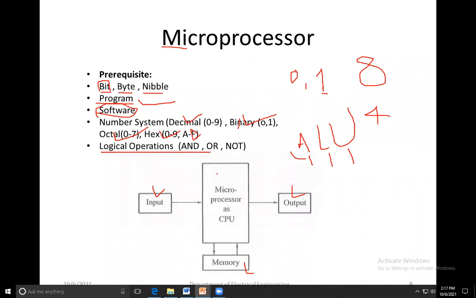Just like our brain is our microprocessor, and our hands and legs are the input devices connected to it.